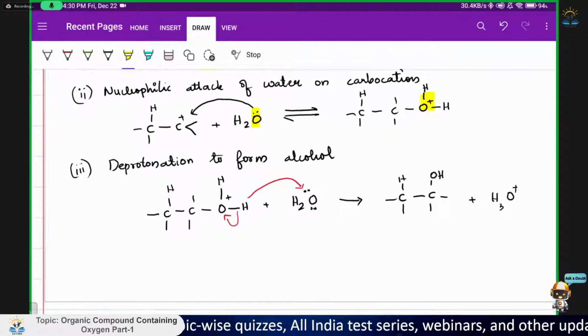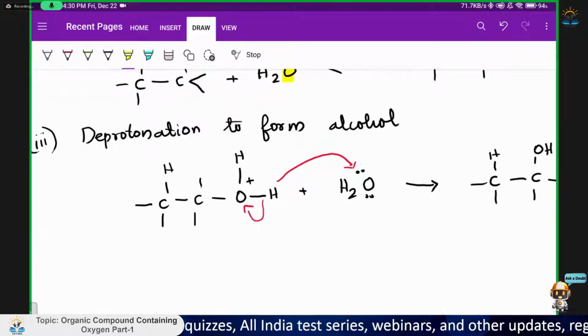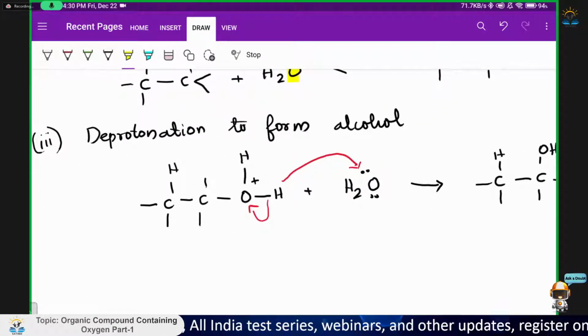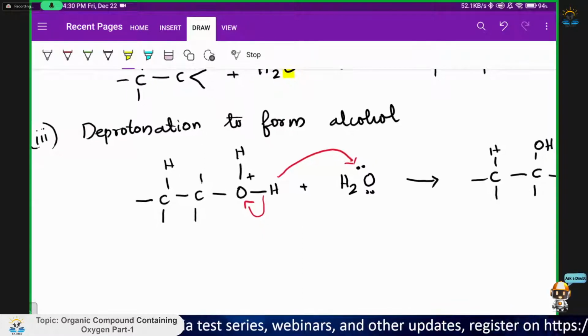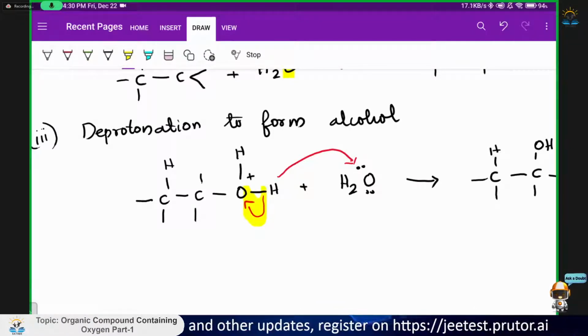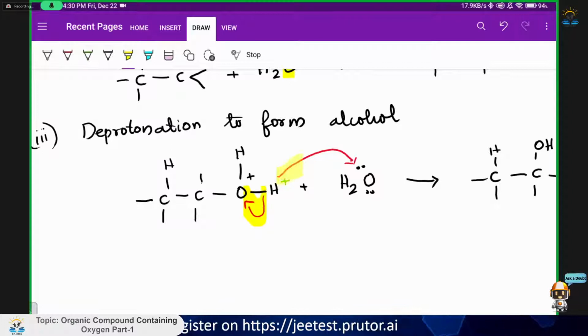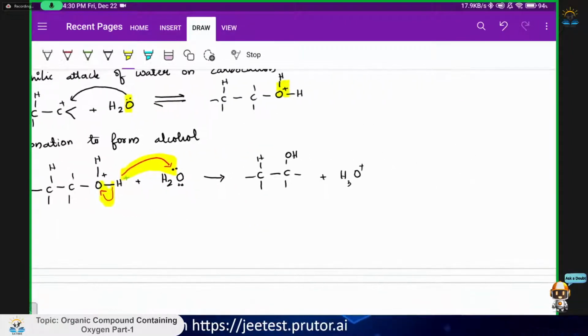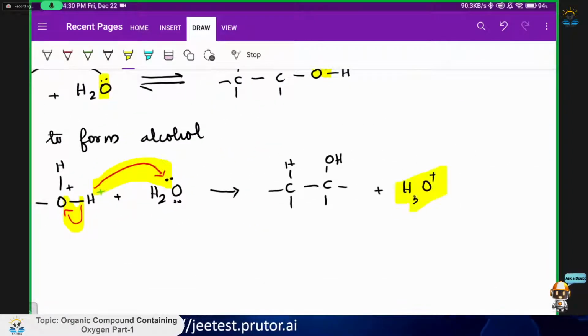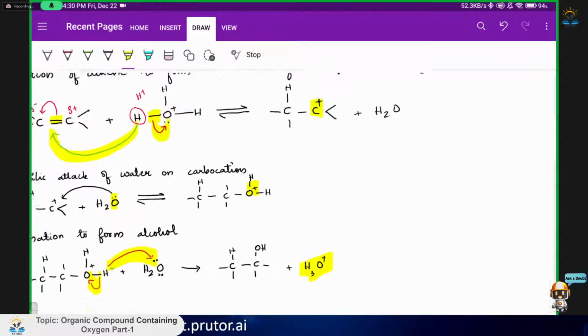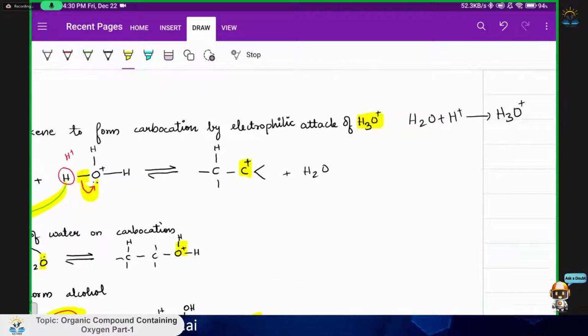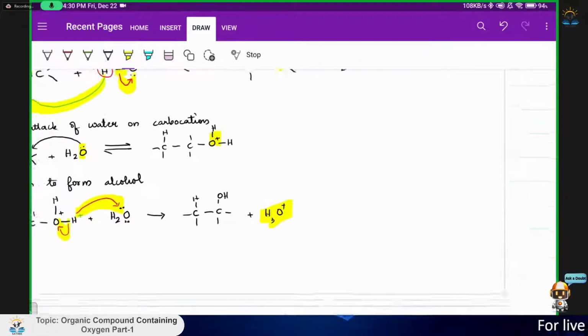Then what's the third step? Deprotonation to form alcohol. So what happens here? To compensate for the positive charge, this bond gets shifted towards oxygen, and so the H+ is created here. This H+ goes and binds with the H2O to form, again, a hydronium ion. And we get an alcohol as a product here. So the H3O+ that is used in the beginning of the reaction is regenerated at the end.